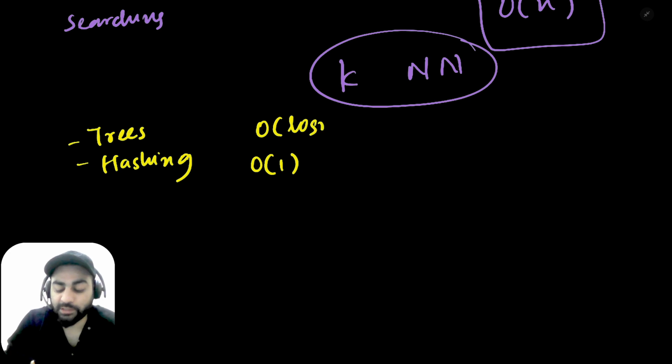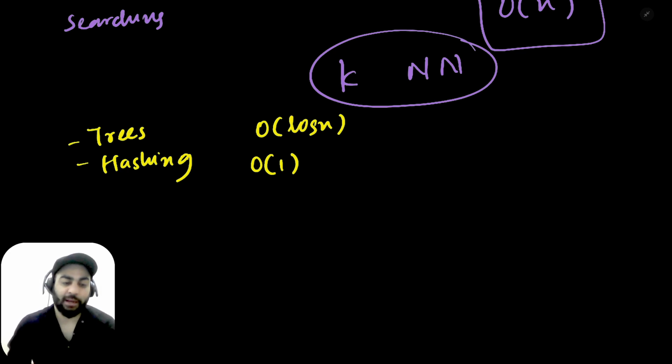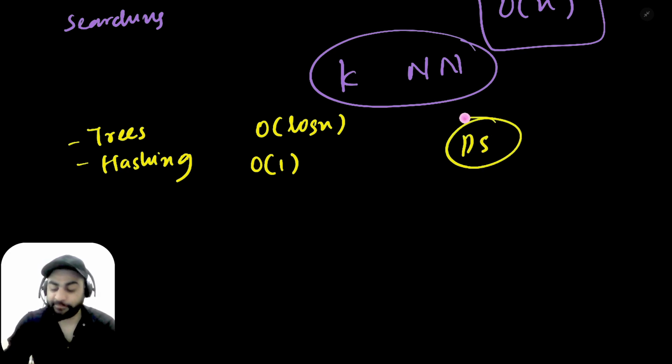How many of you know this? The complexity of searching in a balanced binary search tree is order log n, and in hashing it's order 1. Rian, do you know this from the data structures course? We'll get into these, but right now think of it like this. If you want to search something in a balanced binary search tree, we have order log n complexity.